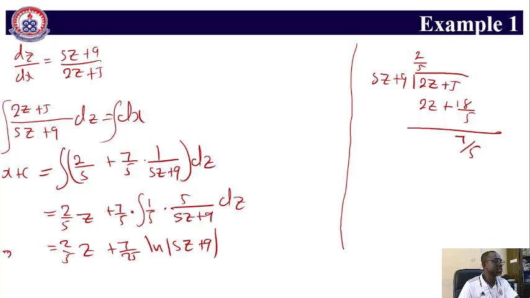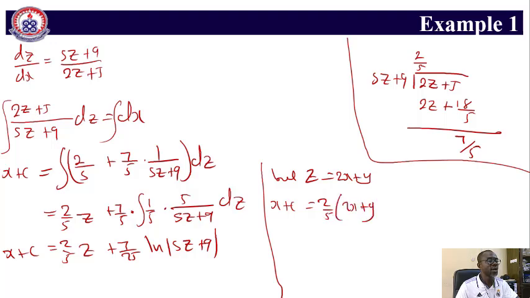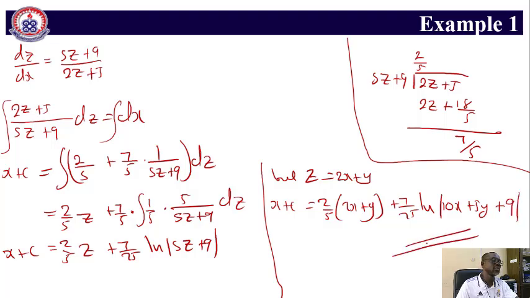So we have x plus c equal to that. But we know what our z is. Our z was 2x plus y. Therefore, the solution is going to be x plus c equals 2 over 5 of 2x plus y plus 7 over 25 ln of 10x plus 5y plus 9. This is the general solution.